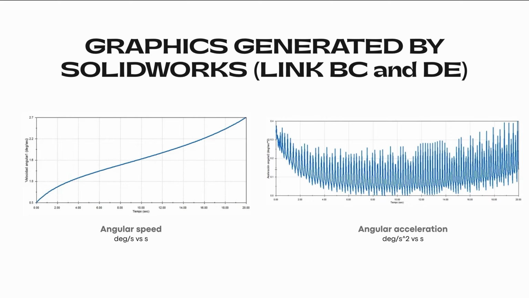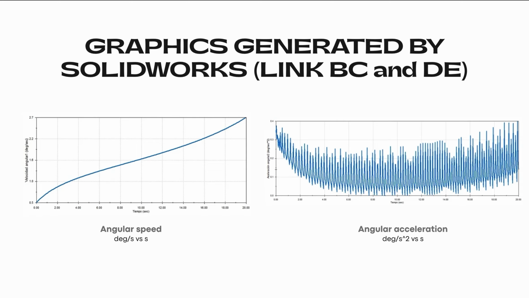These graphs show the angular speed and angular acceleration of links BC and DE. The angular speed increases gradually as the mechanism moves. However, the angular acceleration presents oscillations, which may be caused by the screw mechanism.